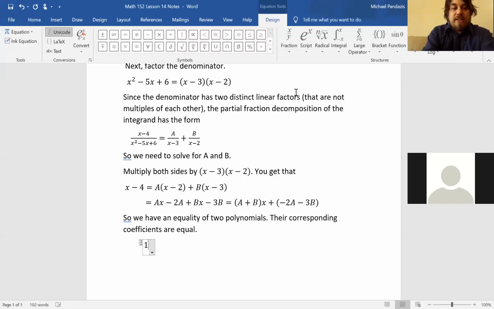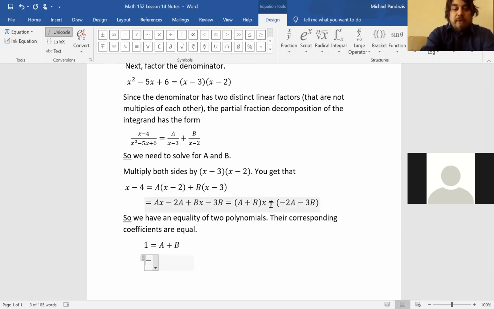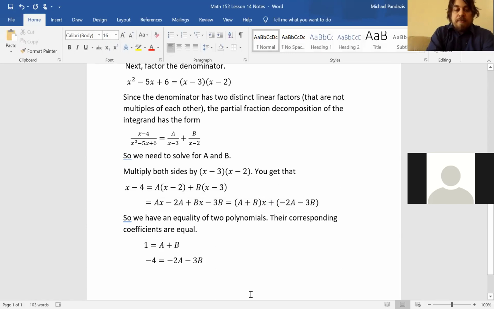here that tells us that the coefficient of x in x minus 4, which is 1, equals the coefficient of x here, which is a plus b. And the constant term on the left polynomial, minus 4, is equal to the constant term on the right side, which is minus 2a minus 3b. And so you get these two equations. See this? Okay.